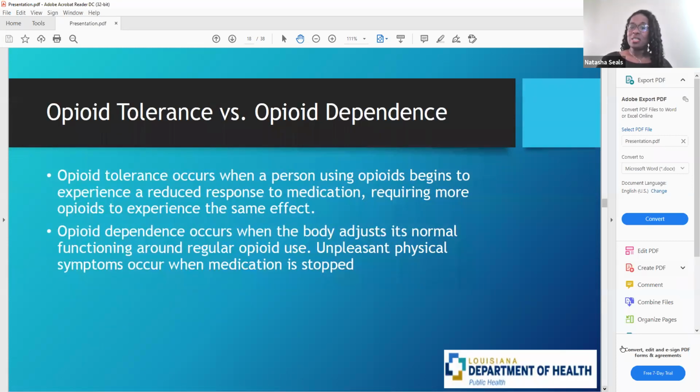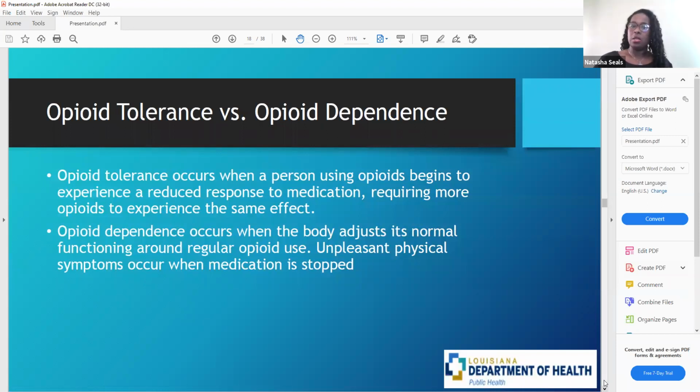So now let's talk about tolerance versus dependence. Opioid tolerance occurs when a person using opioids begins to experience a reduced response to medication, requiring more opioids to experience the same effect. So for this, let's give a quick example. I'm taking Norco 5, been taking it for a long time. Everything's going well. All of a sudden, I'm no longer receiving those same levels of pain relief that I've had in the past. I have to be up to Norco 10 to get those effects that I'm used to.